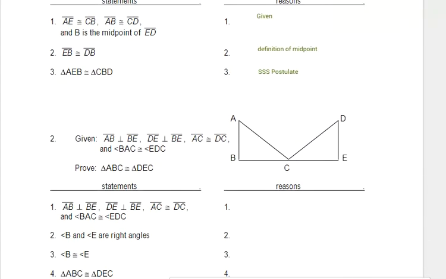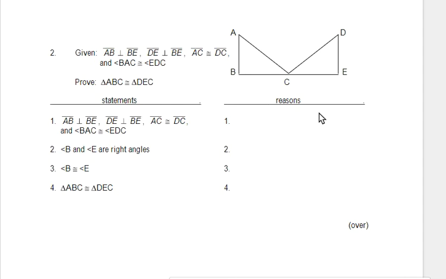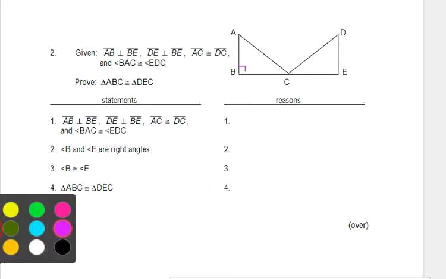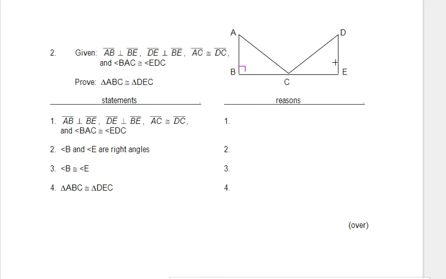All right, let's take a look at another one. In number 2, we are given that segment AB is perpendicular to segment BE. Segment DE is also perpendicular to segment BE, so that's going to make angle B and angle E right angles. Segment AC is congruent to segment DC, and angle BAC up here is congruent to angle EDC over here.